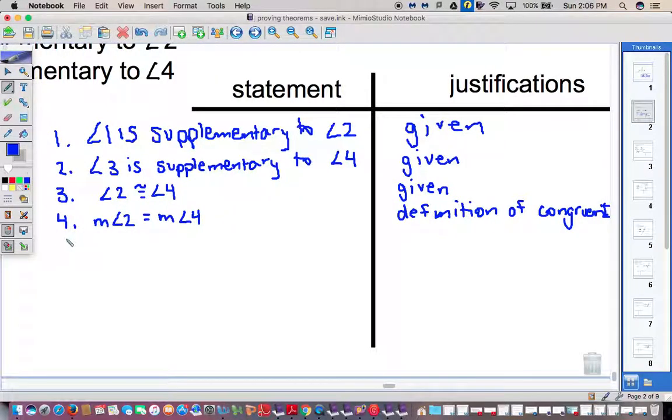Now, step 5. Let's talk about the definition of supplementary, because we can use that twice. The definition of supplementary says that if two angles are supplementary to each other, then their sum is 180 degrees. So by definition of supplementary, we can say that the measure of angle 1 plus the measure of angle 2 equals 180 degrees.